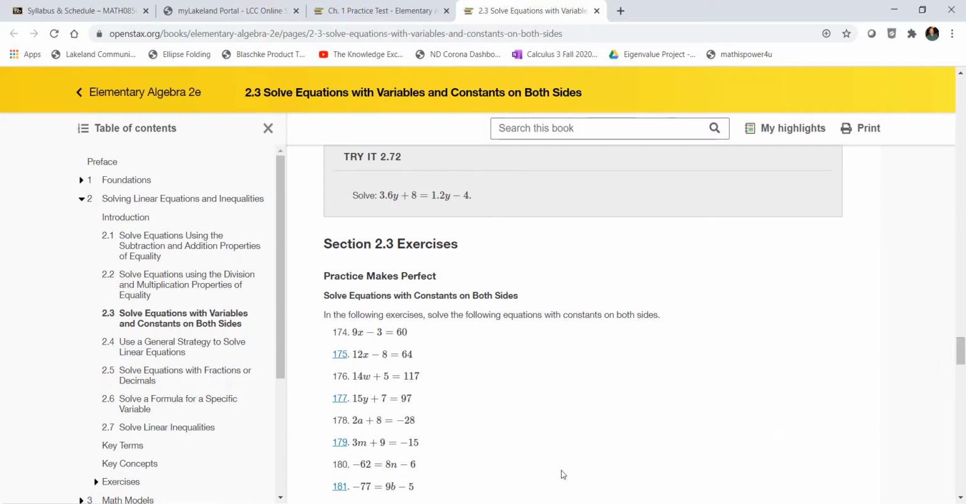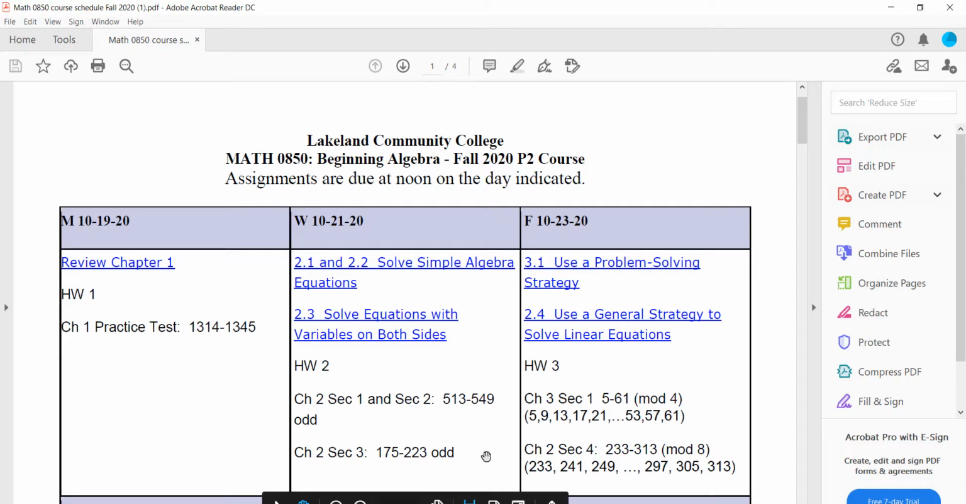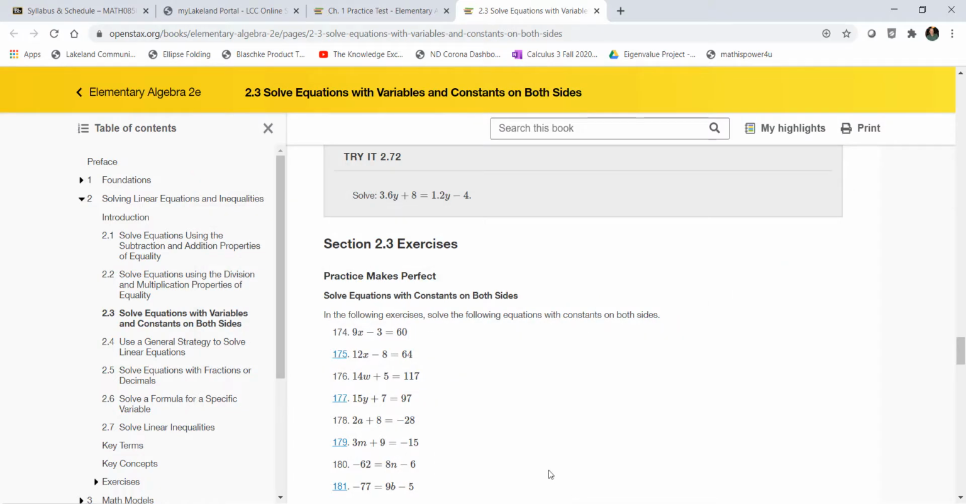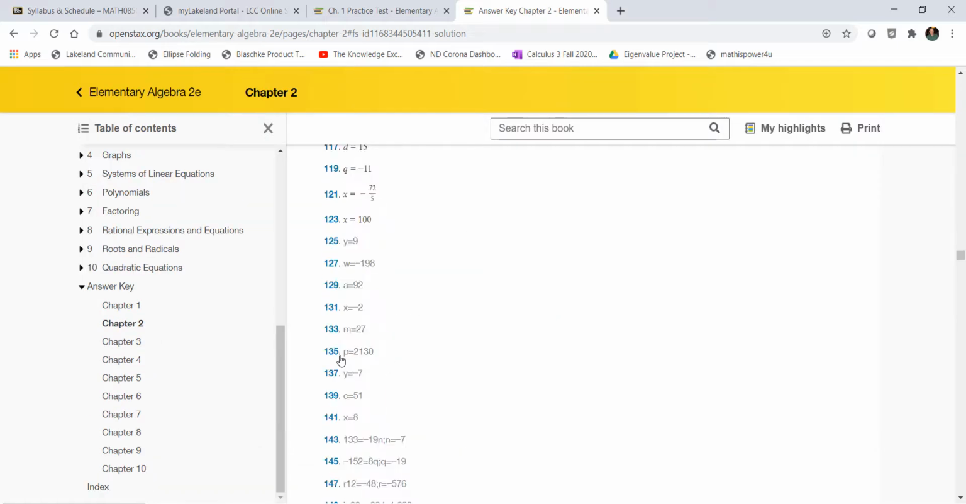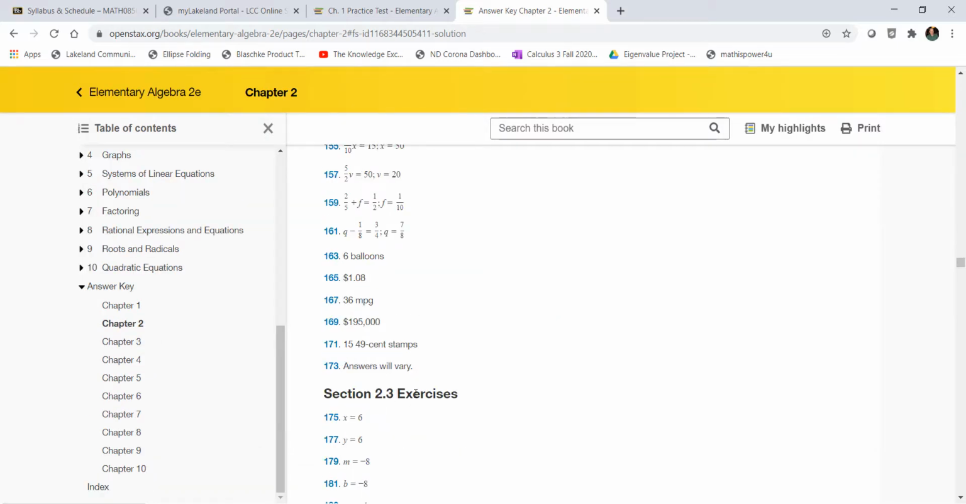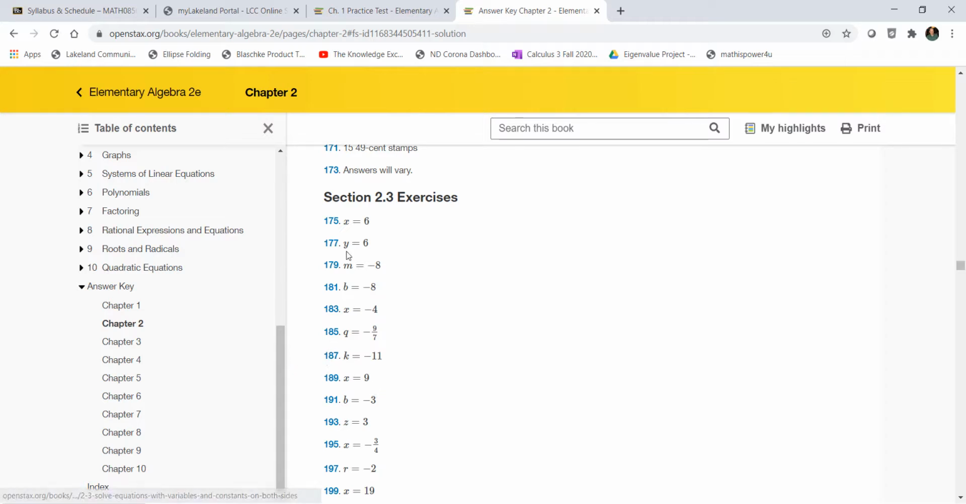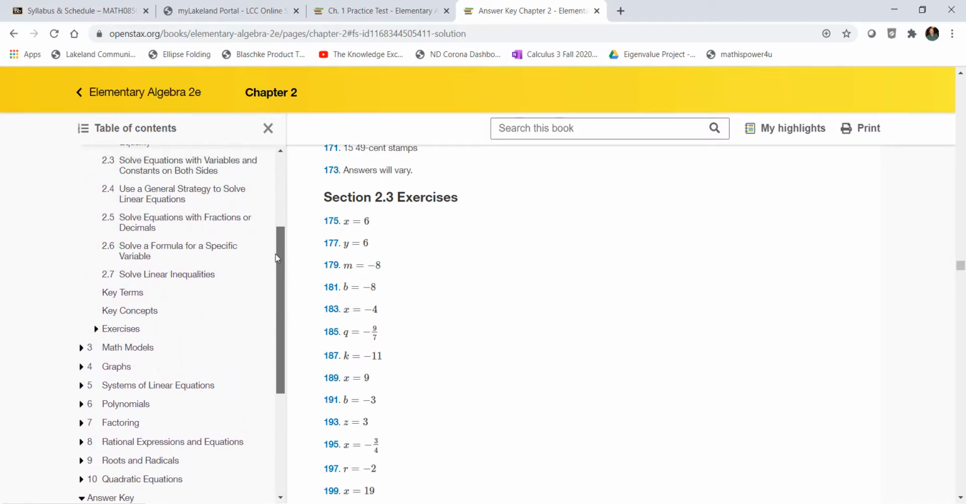And let's take a look at that course schedule one more time so we can see what the assignment is. Yeah, so for Chapter 2, Section 3, I'm asking you to do 175 to 223 odd. And one of the reasons I like picking the odd problems is because after you work it out on paper, step by step, you can click the link and it'll take you to the answer key. So here are the section 2.3 exercises answer key. And so you should have gotten x equals 6, and then you'll know if you understand how to do it or not.